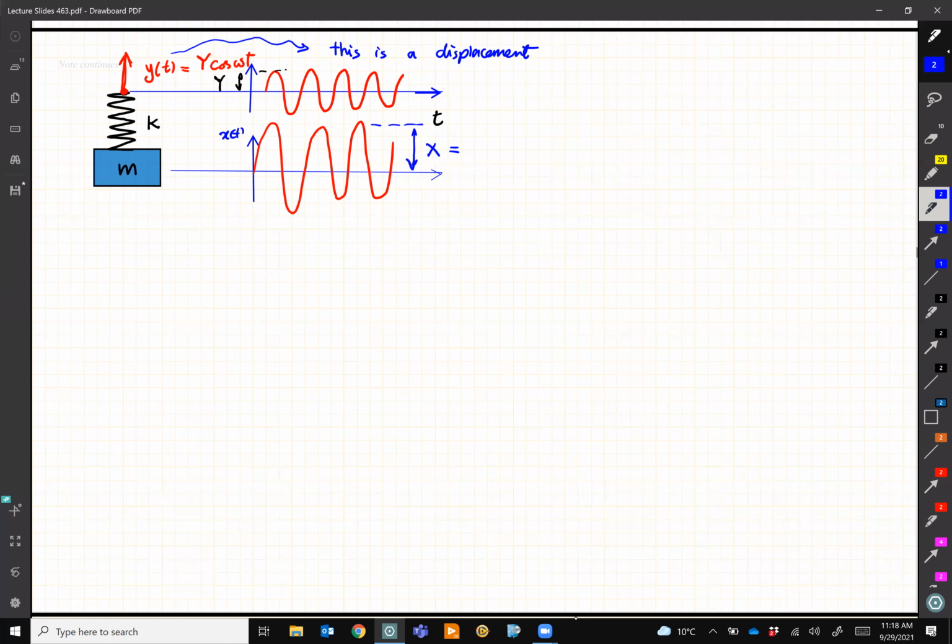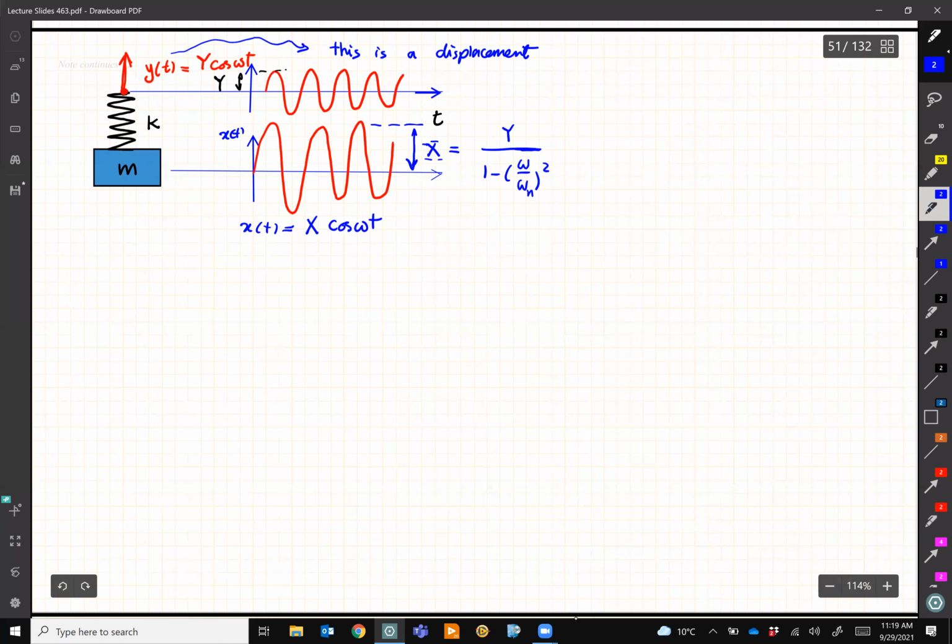And this x had a formula which was, I remember it was y over omega over omega n squared, or k1. No, it was 1. Okay. And this x(t) is x cosine omega t. Remember, this is cosine omega t. Our excitation is cosine omega t.